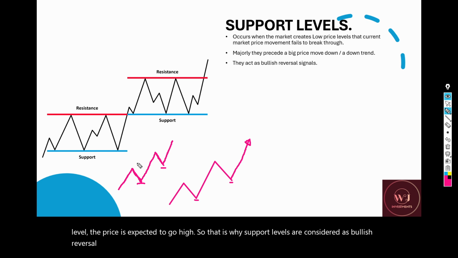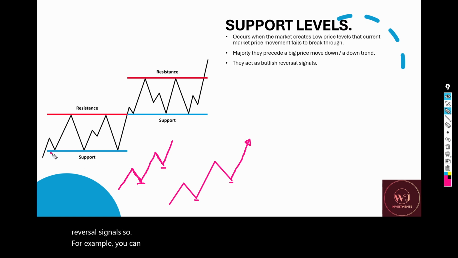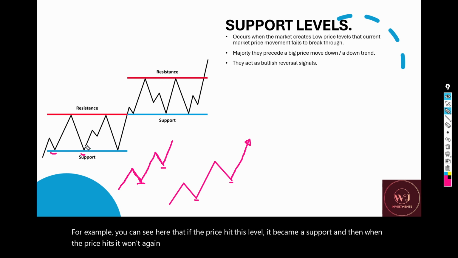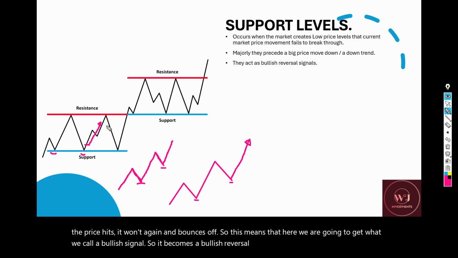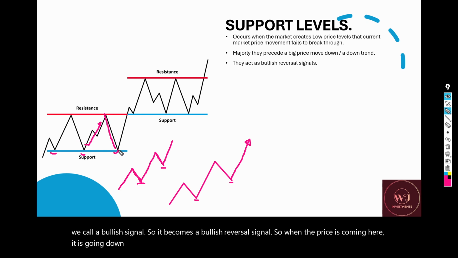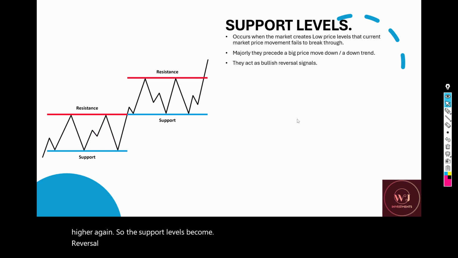For example, you can see here that if the price hit this level, it became a support. And then when the price hits it once again and bounces off, this means that here we are going to get what we call a bullish signal. So it becomes a bullish reversal signal. When the price is coming here, it is going down, but here we have our support level, so it means the price is going to go high again. So the support levels become reversal signals into bullishness.